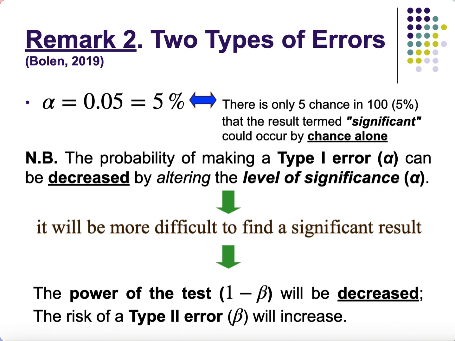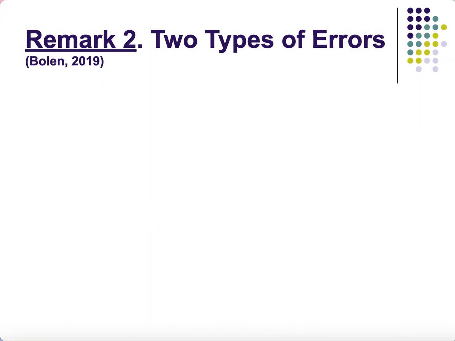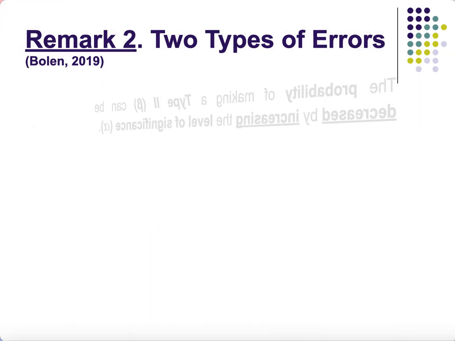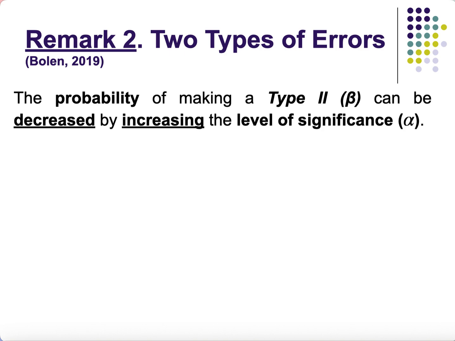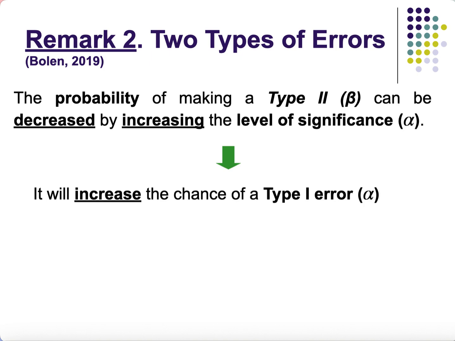But also, if the test has lesser power, the type 2 error will increase, risking the type 2 error on the other hand. Well, the problem on hand is risking the type 2 error. We can adjust the type 2 error risk by increasing the alpha level. So we increase the alpha level. This will increase the power of the test, resulting in the test easily finding a significant result, but it will increase the chance of type 1 error.